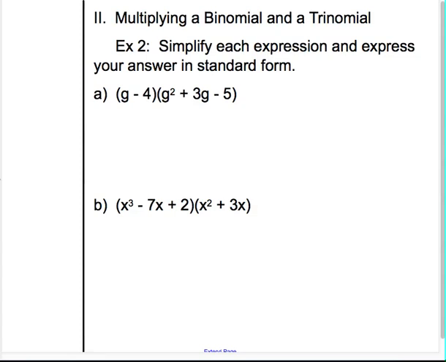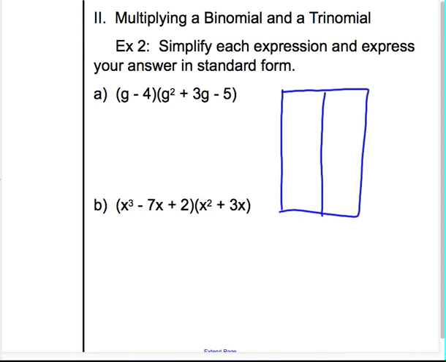So on my first one here, I'm going to use the table method as well. This time, my second polynomial has 3 terms. So when I set up my table, I'm going to make sure that I have 2 columns for the 2 terms in my binomial and 3 rows for the 3 terms in my trinomial. So I've got g and -4 in my binomial, and I've got g squared, positive 3g, and -5 in my trinomial. So first I'm going to number my boxes.